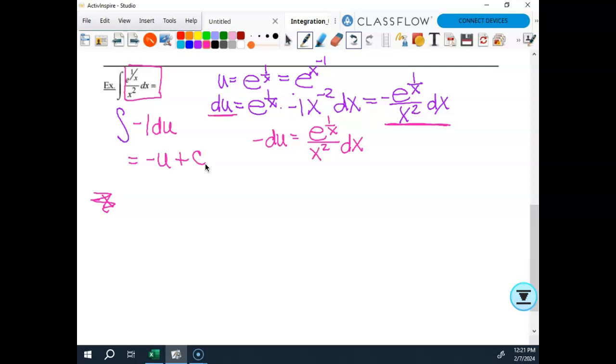We'll do it a second way too. Are y'all going to have room to write a second way, just so you can see the difference? Okay. All right, so negative u plus c. Now when I substitute that back in, that's going to give me negative e to the 1 over x plus c.